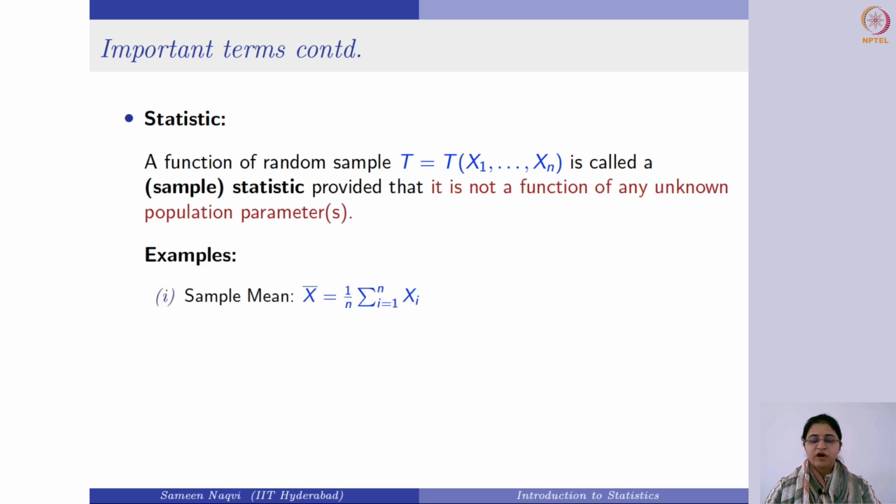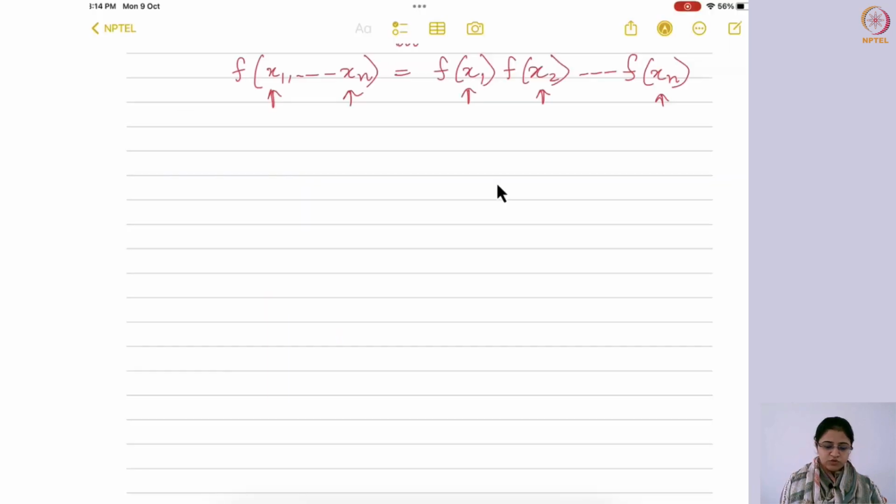For instance, if you have the sample mean, so here you have X bar as 1 over n summation Xi. This is a function of the random sample because X1, X2, Xn are the IID random variables that you have taken, and now you are defining the sample mean, which is a function of these, and it also does not involve any unknown population parameter. Likewise, you can have sample variance and sample median also. So in this case, as we have seen, sample mean, capital X bar, is 1 over n summation Xi, where i goes from 1 to n.